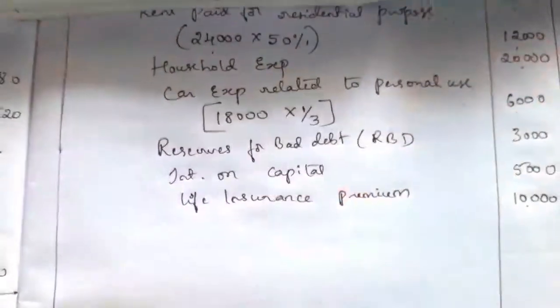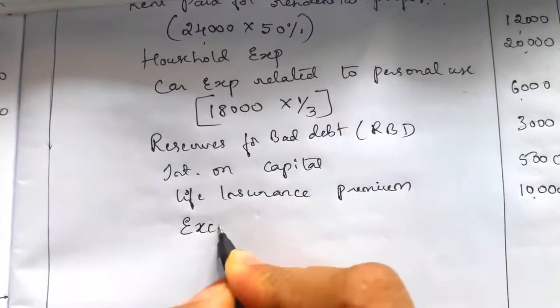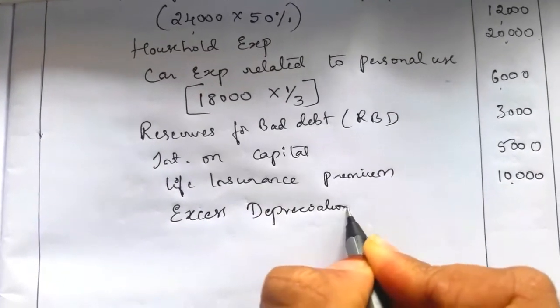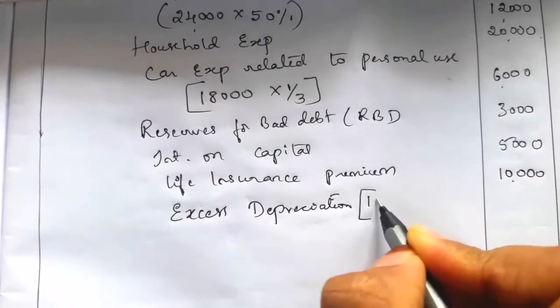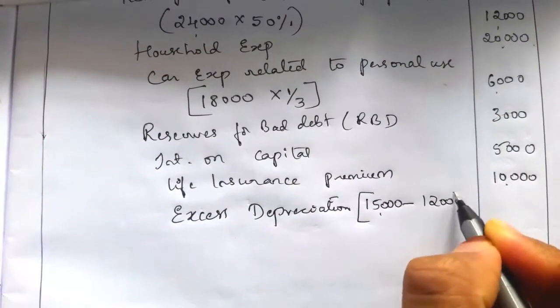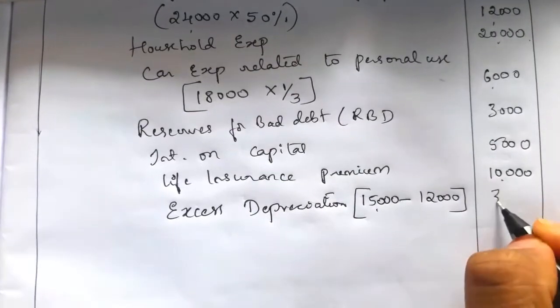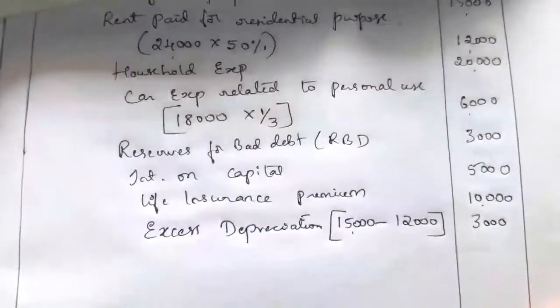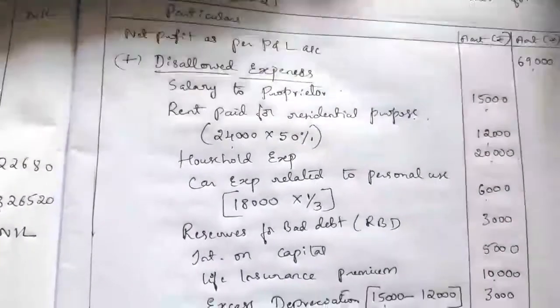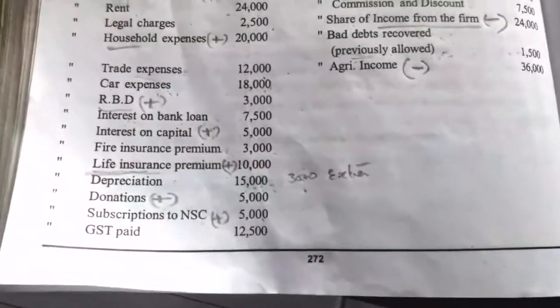So it is known as excess depreciation. Excess depreciation means extra depreciation recorded. So what is the excess depreciation recorded here? Total recorded is 15,000. In that only 12,000 is allowed, meaning the remaining 3,000 is disallowed depreciation or excess depreciation, which should be added to the net profit to cancel it from the net profit.